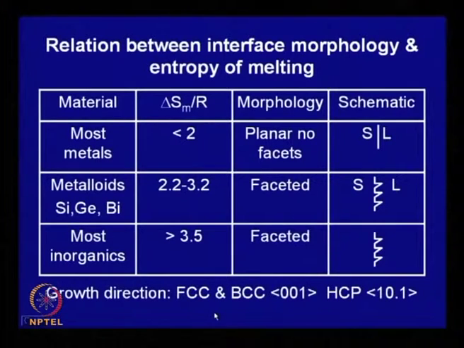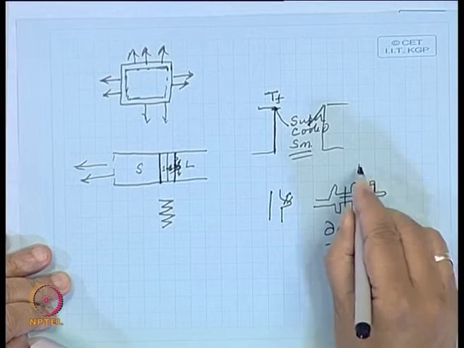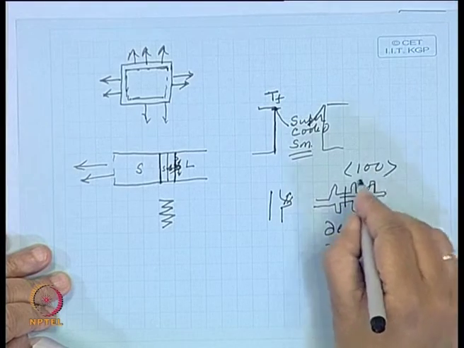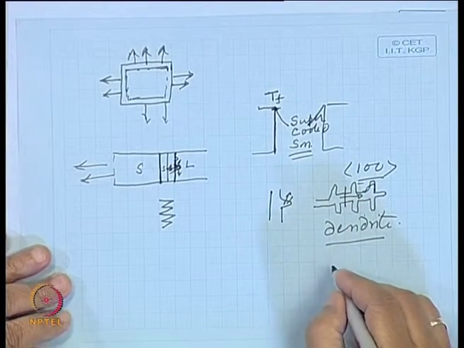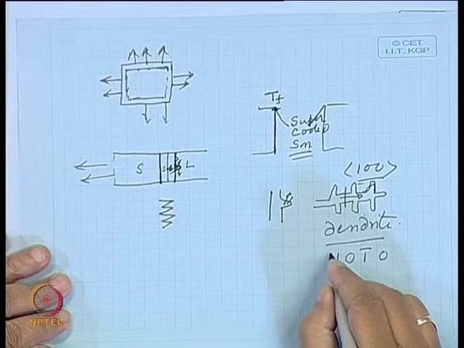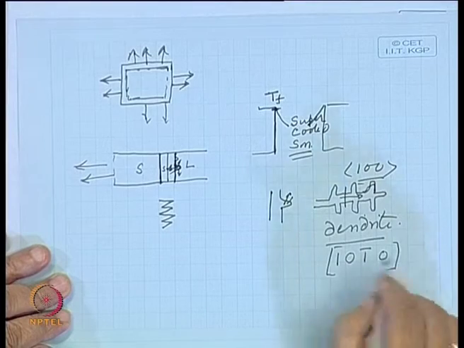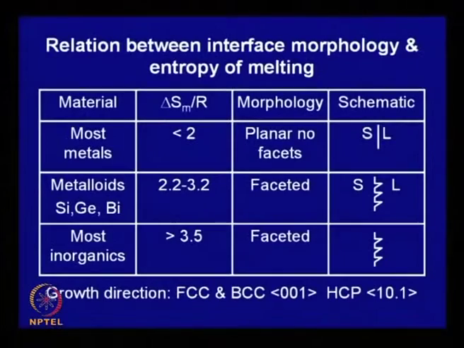And the crystal growth also depends on the directions, and the growth direction is fastest along the cube direction in FCC and BCC. So when these crystals are growing, this plane normal will be one of these cube directions in FCC, and in hexagonal close-packed structure, this is the 1 0 1 bar 0 direction or plane. This is the plane on which the crystal growth takes place.